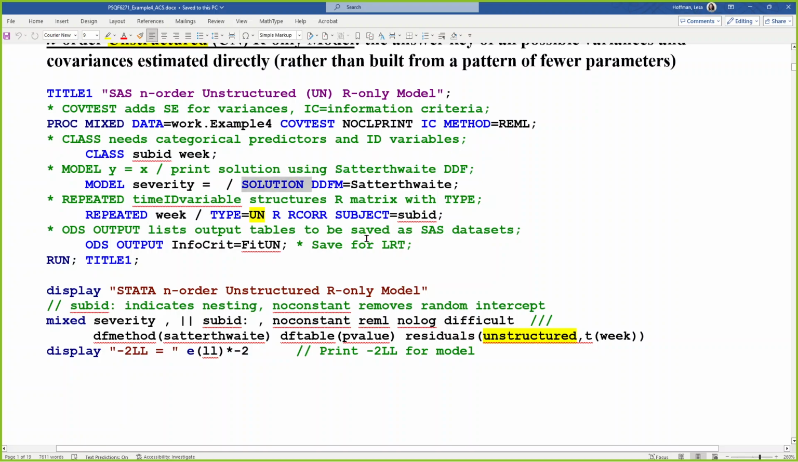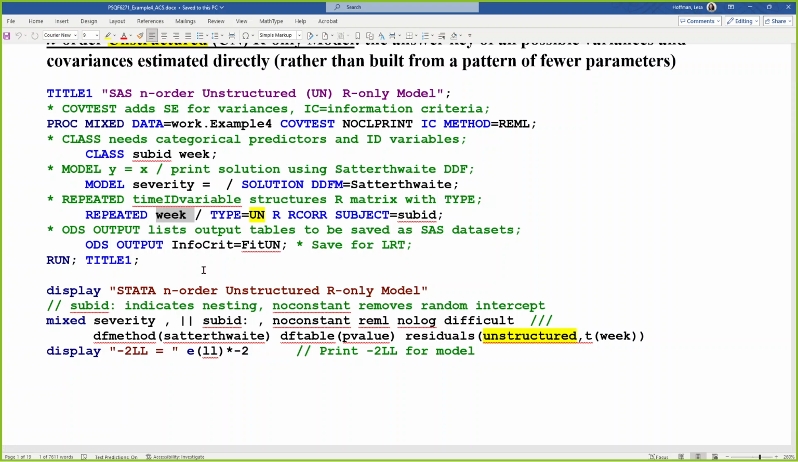SOLUTION means give me the answers. That's not a default, believe it or not. And Satterthwaite is the denominator degrees of freedom method that we're using. Doesn't matter for this case, but I keep it in all my programs anyway. REPEATED is how I tell it what kind of R matrix I want. WEEK is the ID variable that tells it which row should go into which row of the R matrix.